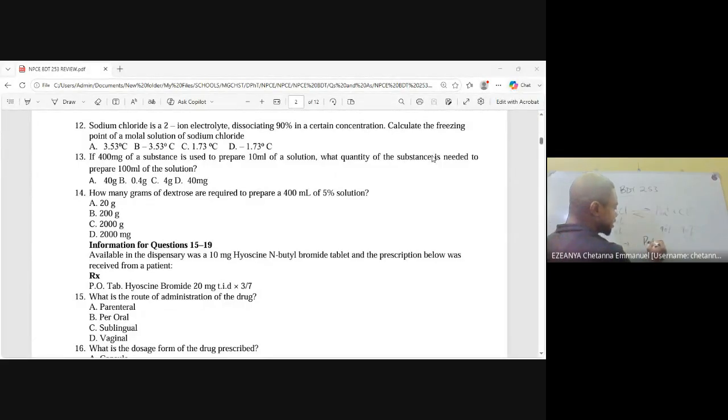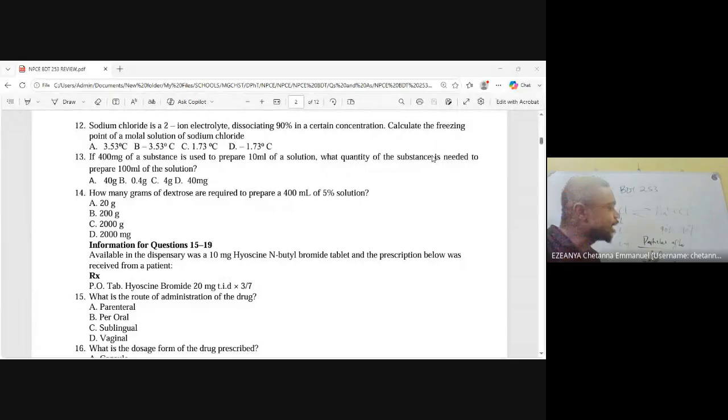Particles in the system after dissociation divided by the one that was there before dissociation. So the percentage after dissociation is 190%. The one before is intact, 100%. So the I factor for this sodium chloride that dissociated 90% is 190 divided by 100, which is 1.9. The dissociation factor of this sodium chloride in this solution is 1.9.